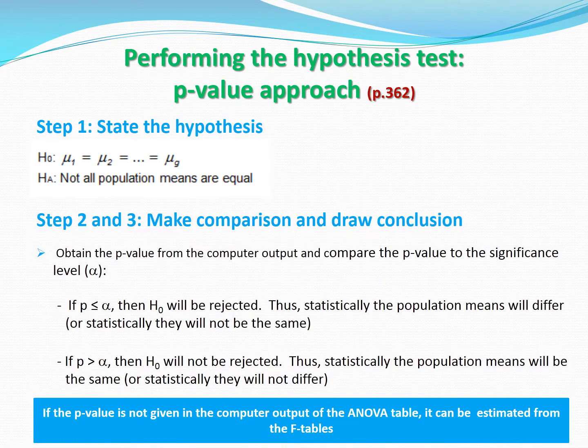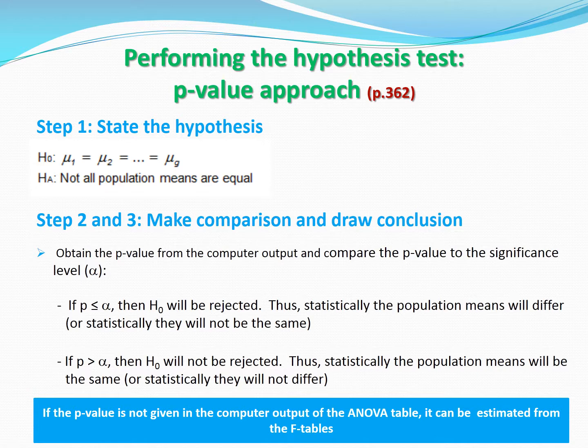The next section looks at the p-value approach to performing the hypothesis test. So in step 1, we also state the hypothesis as we did in the F test. So it's stated in exactly the same way. And in step 2 and 3, we make the comparison and draw the conclusion. So first of all, you need to obtain the p-value from the computer output in your ANOVA table, and then you compare this p-value to your significance level.